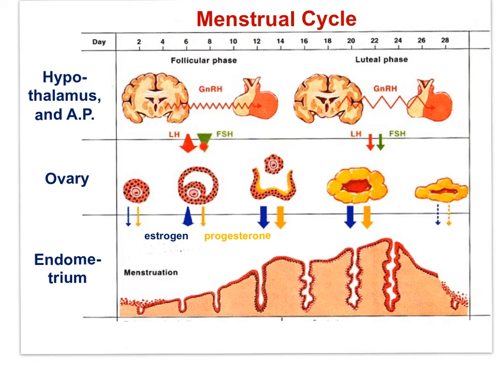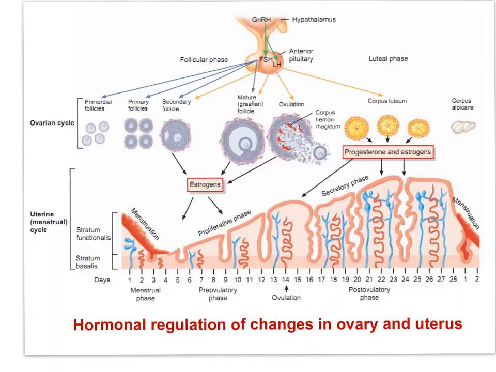The rise in the blood levels of these hormones stimulates the development of a new follicle for the next cycle. This diagram is more detailed and good to study. Notice the ovarian cycle and the uterine cycle. FSH in blue is secreted heavily in the first 14 days of the cycle.